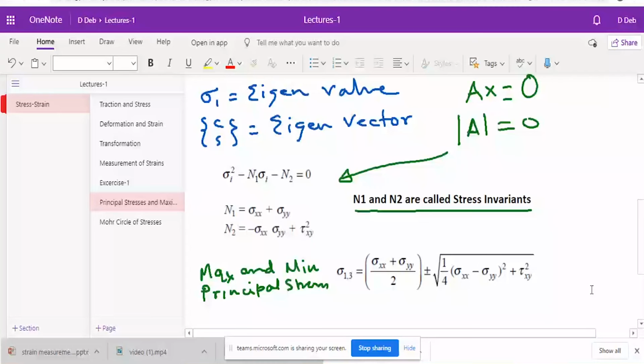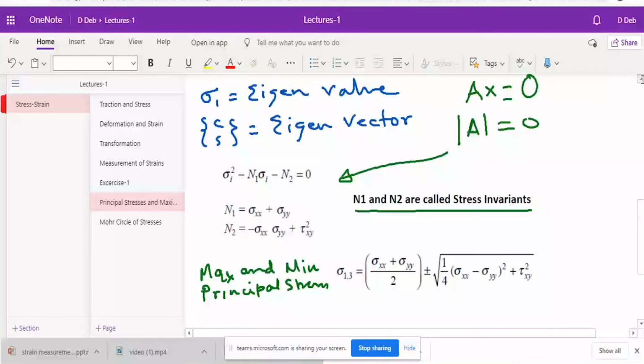Now, what is the direction? What will be the angle theta? How do you find that out? That means the vector C and S. How do I find the vector C and S? This value you got, the eigenvalue you got, I have no issue with that. Now, how do I find C and S? We can replace it in the equation of tangent 2 theta is equal to 2 sigma. No. You use this equation.